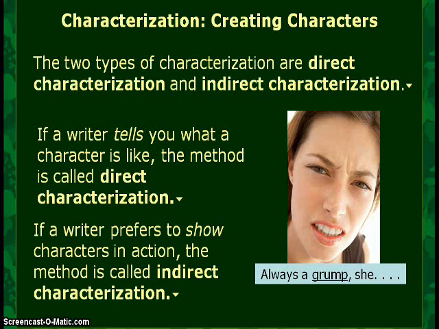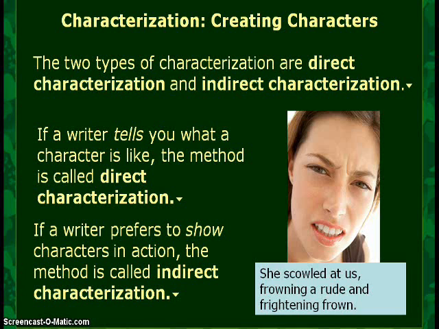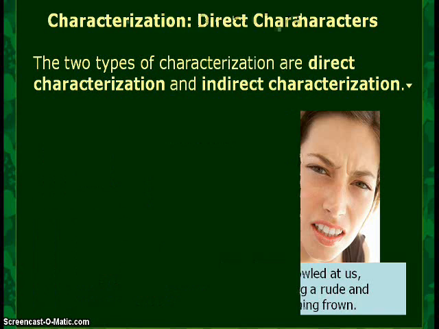If a writer prefers to show characters in action, then the author is using indirect characterization. And that would usually involve you as the reader making an inference. She scowled at us, frowning a rude and frightening frown. So you can see in this second example that the writer does not come right out and tell us that she's grumpy, but from the descriptions, scowled, frowning, rude, that this is a grumpy person.